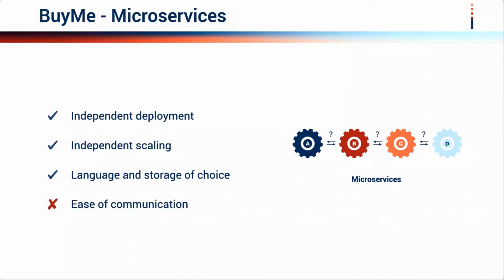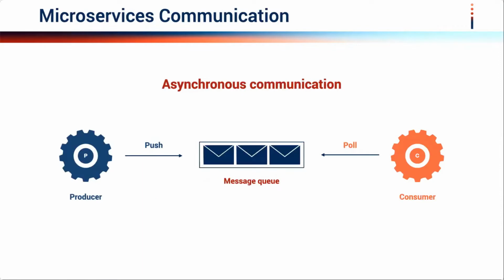Using a microservice architecture, however, does increase the complexity of communication within the application. While a monolith can use method calls for communication between different parts of the application, the distributed nature of microservices calls for a different approach. In order to maximize the benefits of a microservice architecture, asynchronous communication can be used.